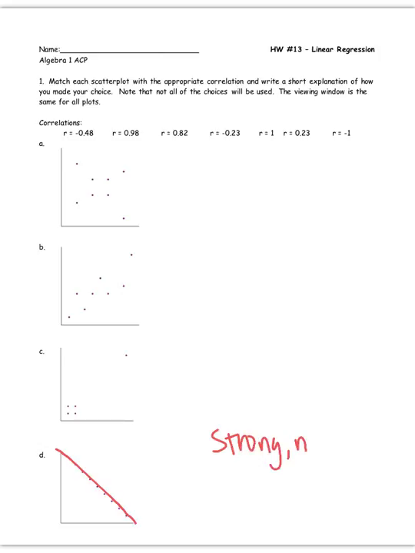So if we have a strong correlation, that's also a negative correlation. We're looking for a number that's close to -1, and we actually have a -1 as one of our choices, so I'm going to use that one.